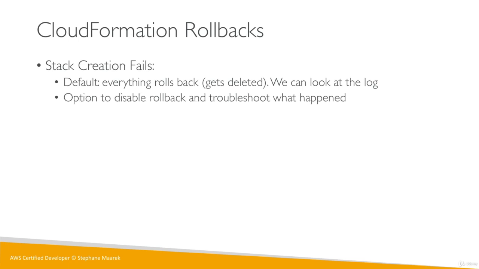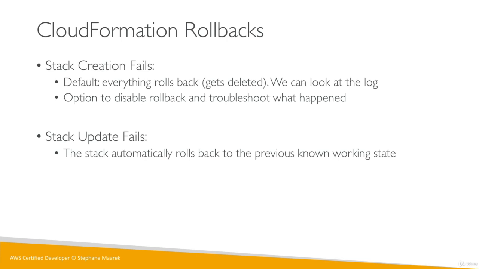But when you create the stack, you also have the option to disable the rollback in order to troubleshoot what happened and get a bit more insights into what was created. If you update a stack, so it was already created and successful, and now you update it, if the update fails, the stack will automatically roll back to the previous known working state, the green state. And you get the ability in the log to see what happened thanks to error messages.